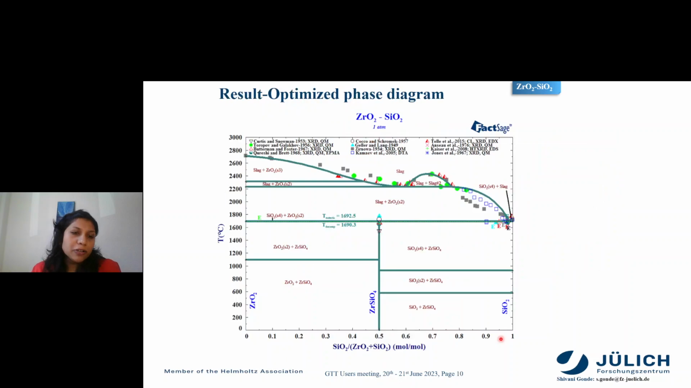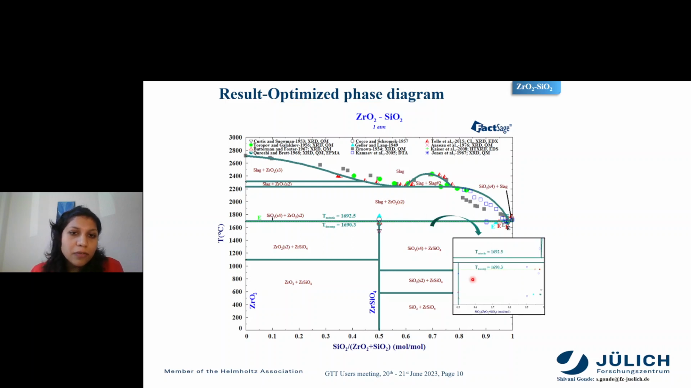For the modeling of the liquid, we have considered strong interactions between zirconia and silica, and we have been able to model the miscibility gap precisely. In our study, we have also obtained the eutectic temperature and decomposition temperature. They are comparable in values, and as per the consensus of most of the studies, our eutectic temperature is also greater than the decomposition temperature.